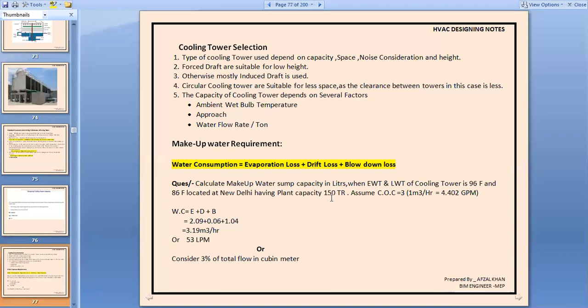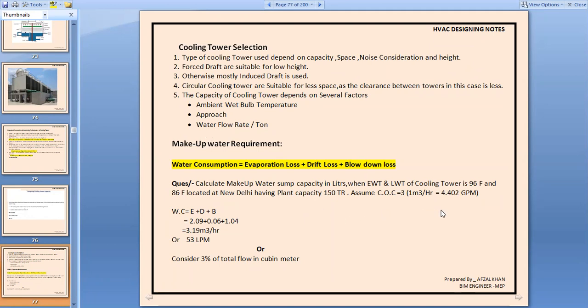We have a plant capacity of 150 TR. What will be the flow rate? Tell me, anyone? No? Okay, no problem. This is 150 TR. For 150 TR, 1 TR is equal to 3 GPM. So 150 into 3, how much GPM is it?